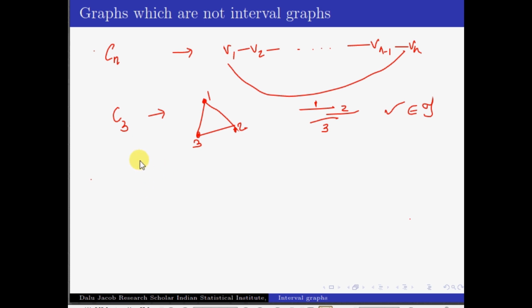Suppose I am considering C4. How will the graph of C4 look like? It will be looking like this, right? So there will be one vertex here, 1, 2, 3 and 4. So this is a cycle on 4 vertices. Now, as we have done before, let us try to find the interval representation of C4, whether it is possible or not. Let me start with the vertex 1.